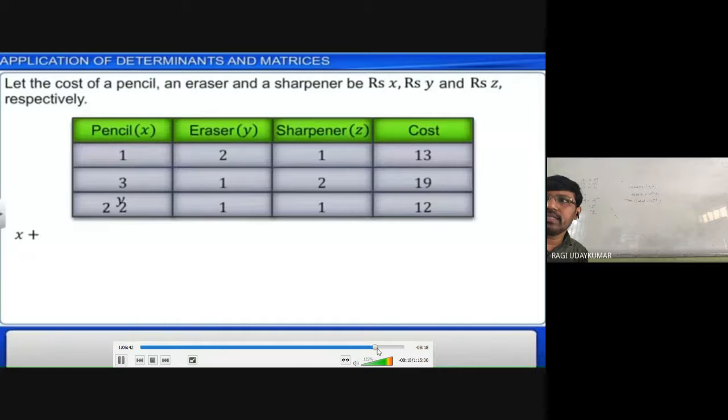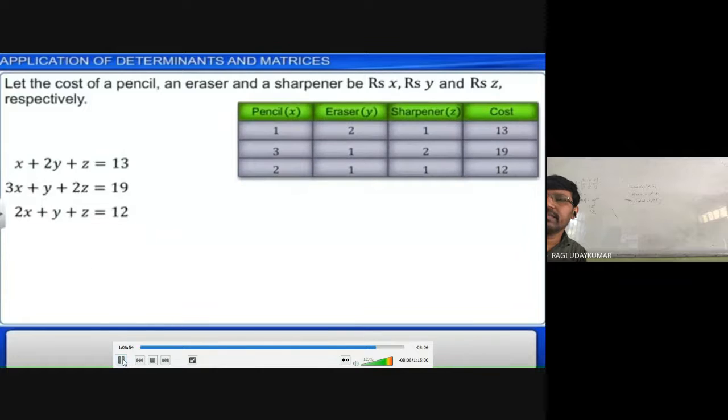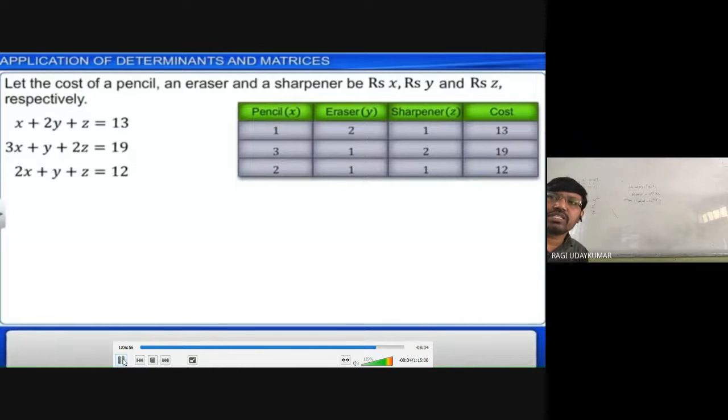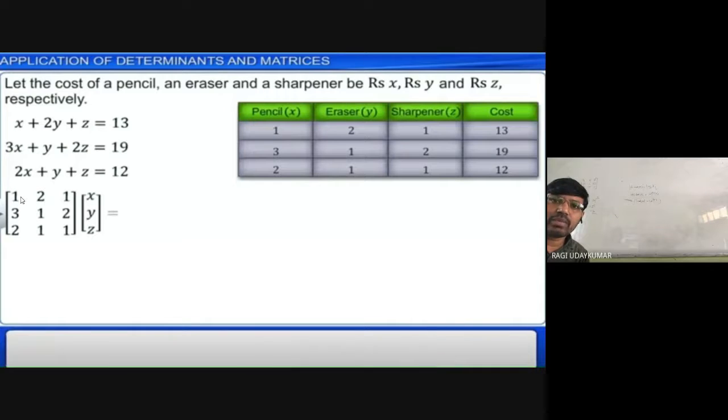See here, this is the equation given to you. These equations can be written in matrix form. All the coefficients were taken as one matrix: 1, 2, 1, 3, 1, 2, 2. Yes, see here like this. And x, y, z is one matrix, a column matrix.